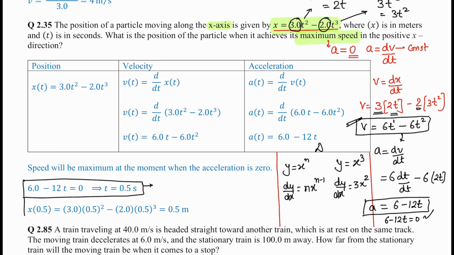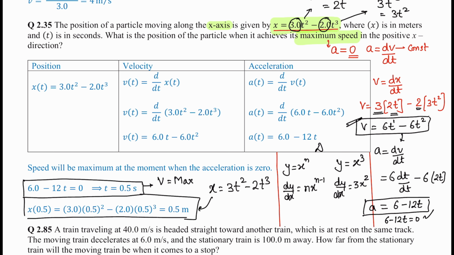You can say when time is 0.5 second, velocity is maximum. And how much distance you cover, just place in the equation. We have the equation x is equal to 3t square minus 2t cube. So place t is equal to 0.5. So you will get 0.5 meter. Like this, you need to solve the question. You understand how to solve the maximum speed when acceleration is 0.